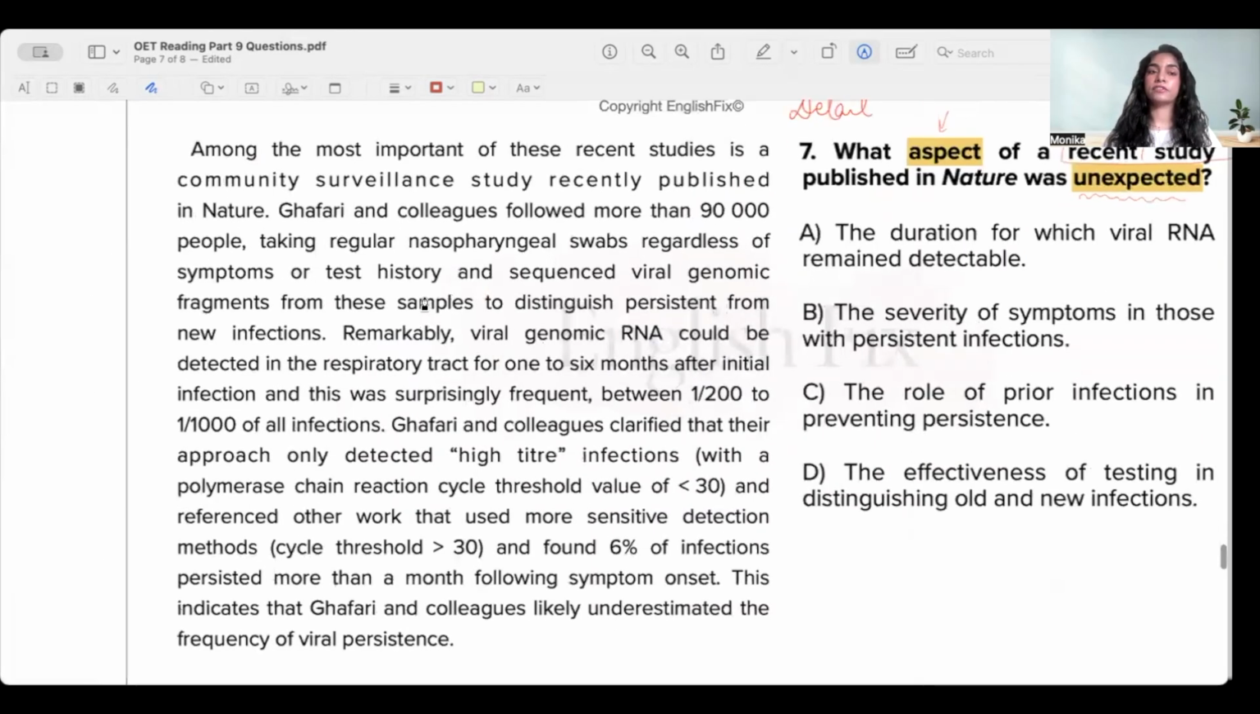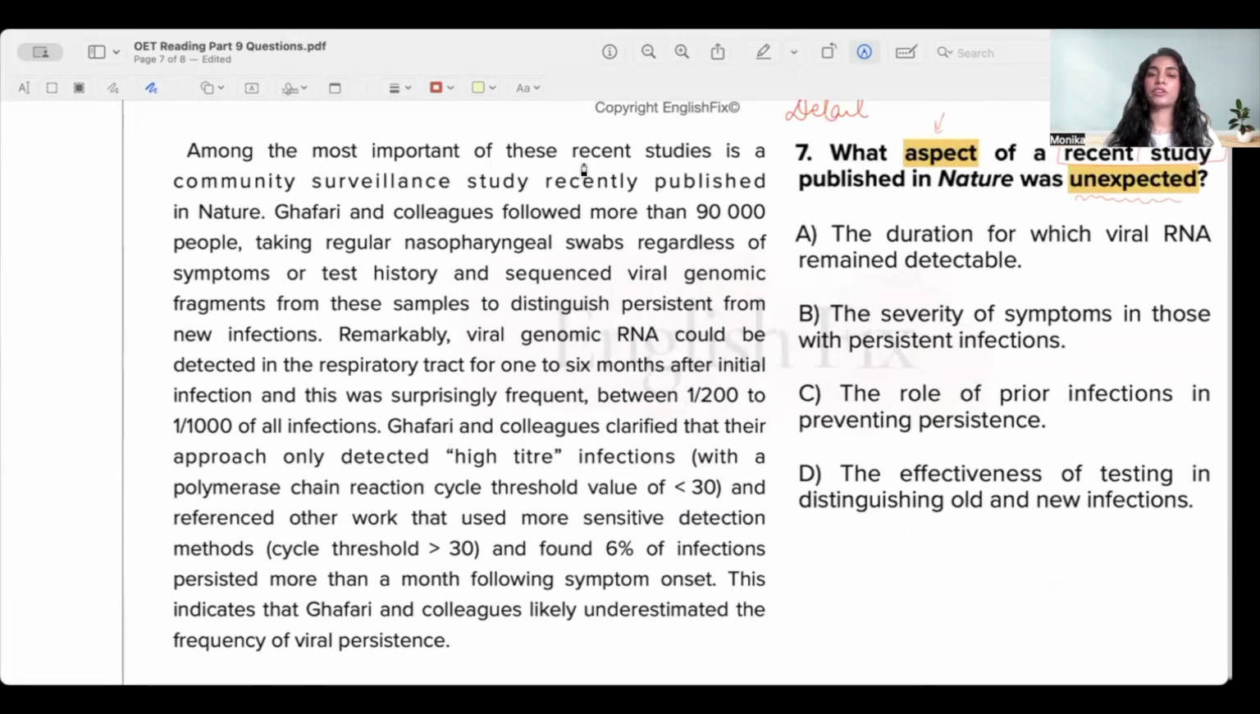Now, in the paragraph, they're saying, among the most important of these recent studies is a community surveillance study recently published in, blah, blah, blah. Doesn't matter, doesn't do anything. These colleagues followed more than these, taking regular swabs regardless of symptoms or test history, sequencing viral genomes. So this also doesn't contain my answer because it doesn't say anything which is unexpected. Remarkably tells me that, listen, remarkably, this is very, very important. Unexpected, no, but remarkably still is important.